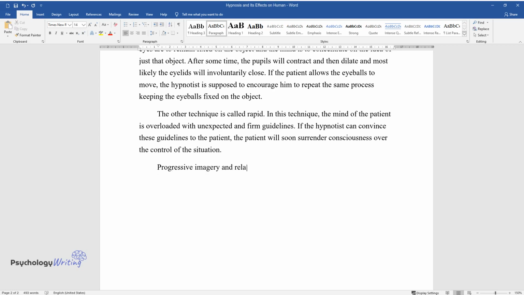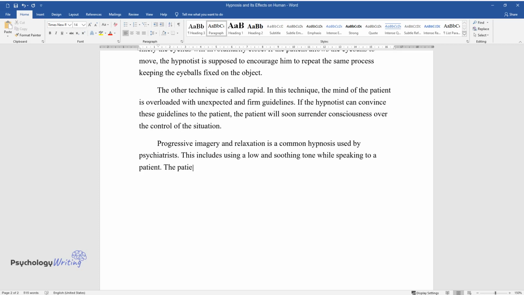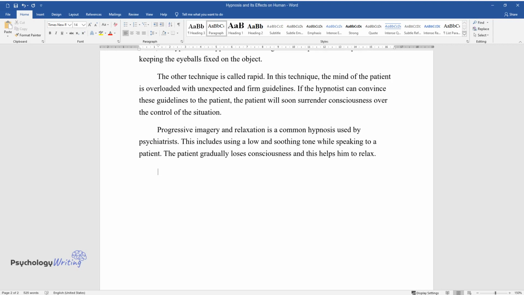Progressive imagery and relaxation is a common hypnosis used by psychiatrists. This includes using a low and soothing tone while speaking to a patient. The patient gradually loses consciousness and this helps him to relax.